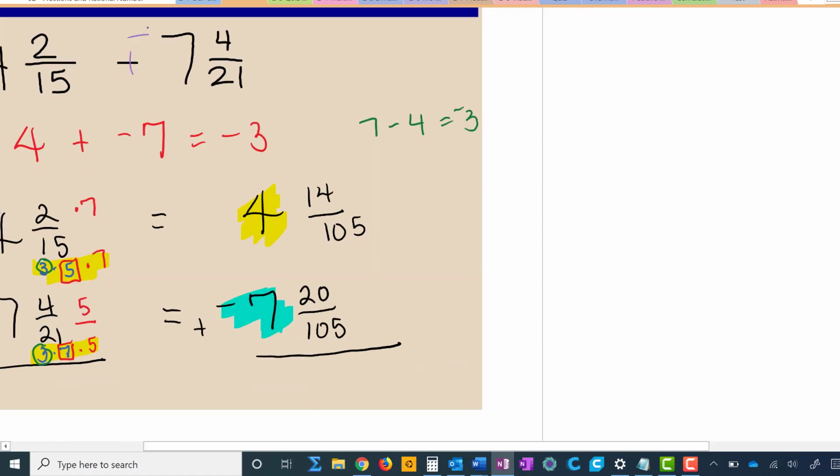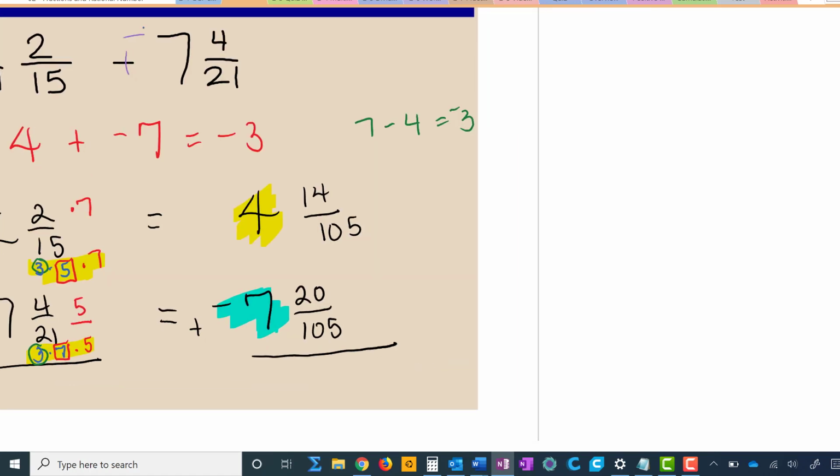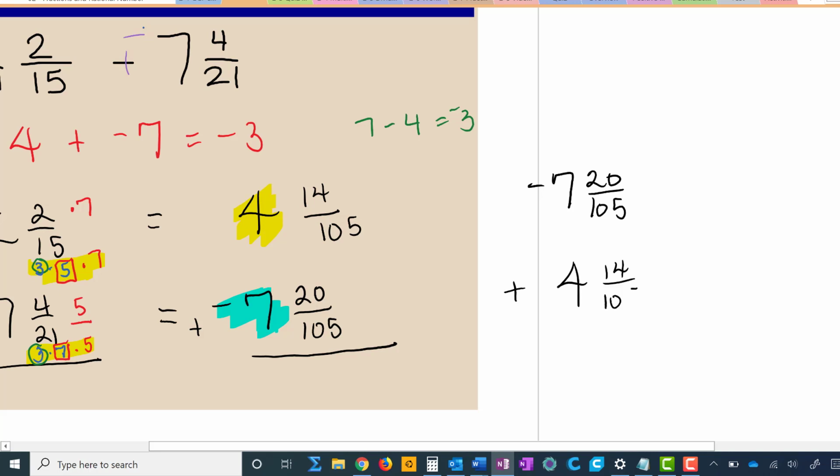So I'm actually going to change this around to negative 7 and 20 over 105 plus 4 and 14 over 105. Okay, now I have something I can work with. So remember, you always have to have your larger value. That whole mixed number is larger than this whole mixed number. Okay, 7 is larger than 4. So don't worry about the signs. You just have to have the big number on top, just like with decimals.